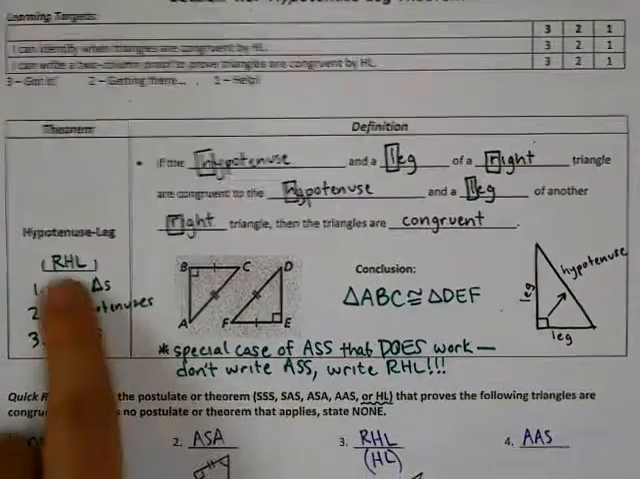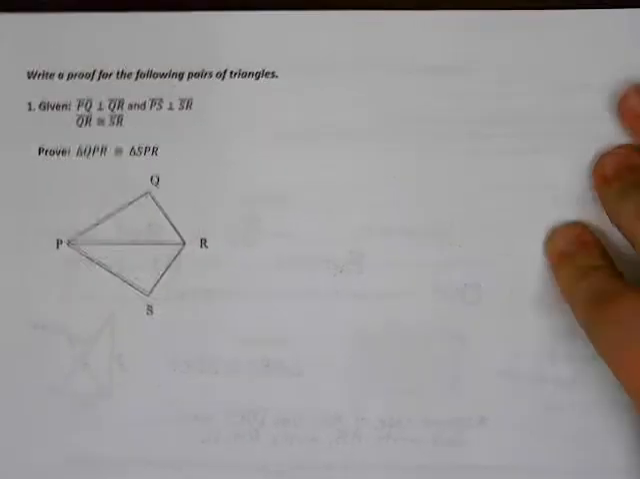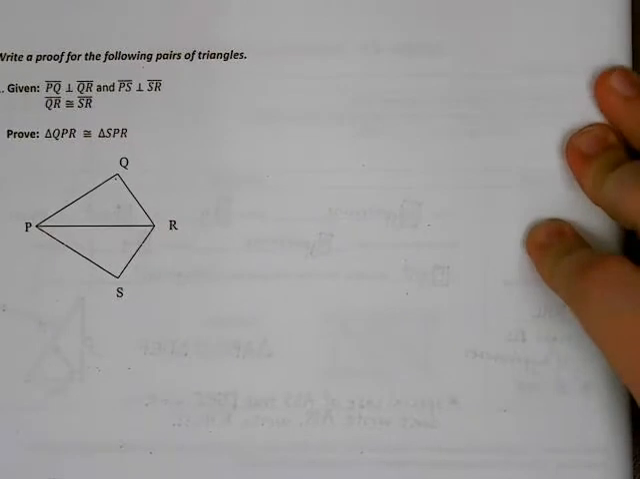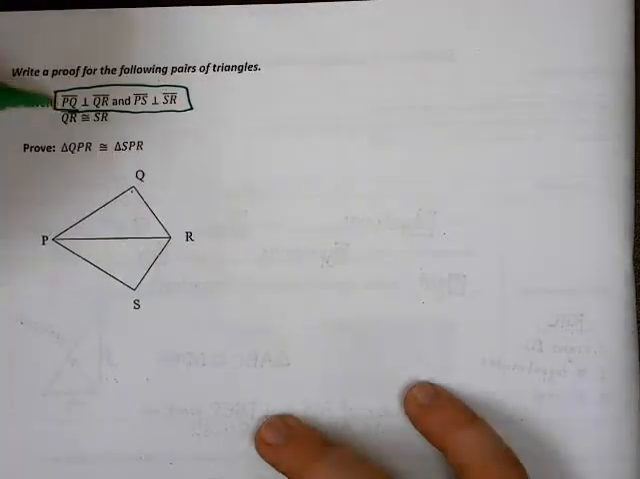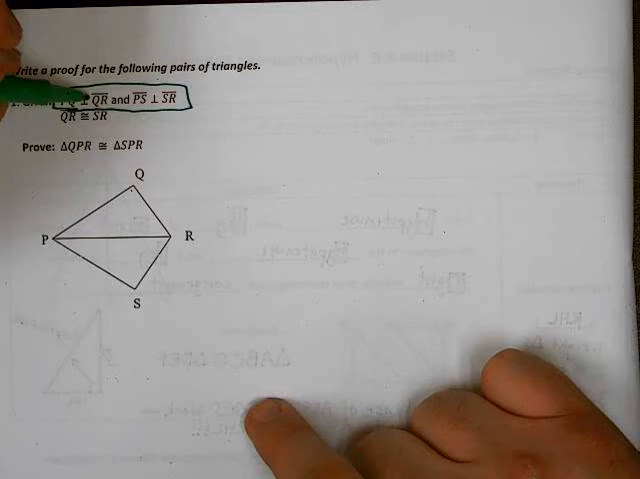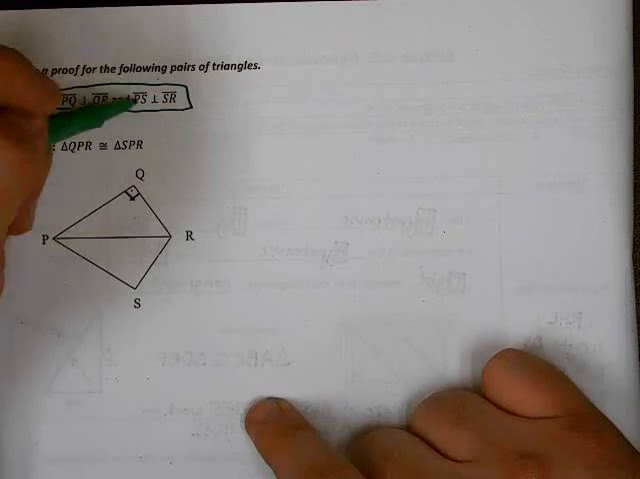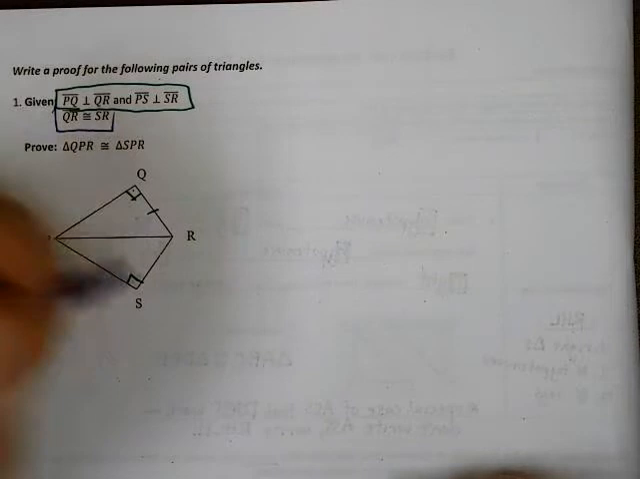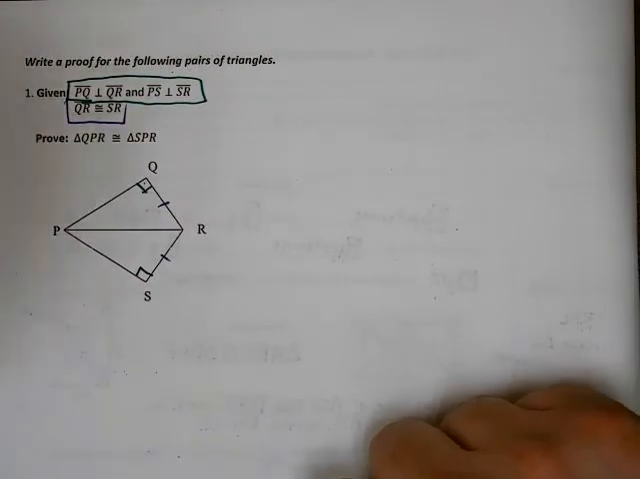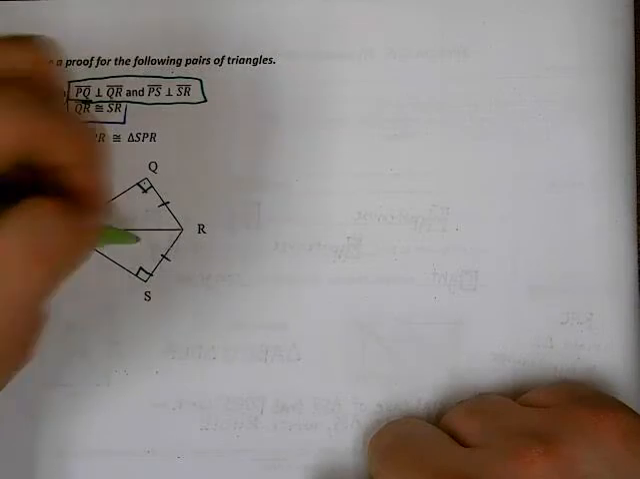We now need to be able to use that. And so we're going to do one proof to kind of get into the swing of things, and maybe we can hit the ground running in class tomorrow. So it starts the same. I'm going to mark up my given picture, or my given statements. I have PQ perpendicular to QR, so right angle. I have PS perpendicular to SR, so right angle. Cool. I also have QR congruent to SR. Lastly, I have something from the diagram, something from the picture that we have to recognize. And hopefully you guys can see that I have a shared side.